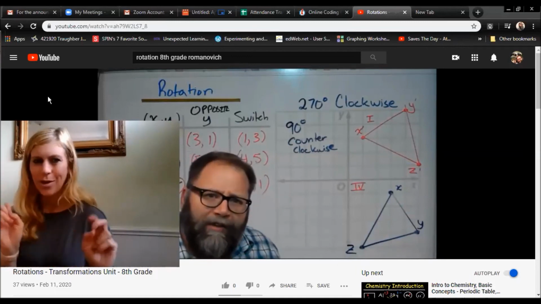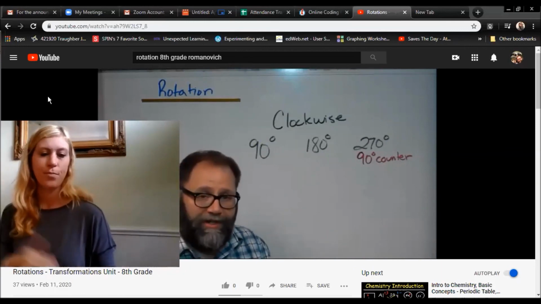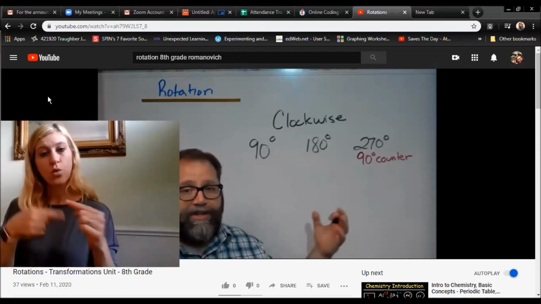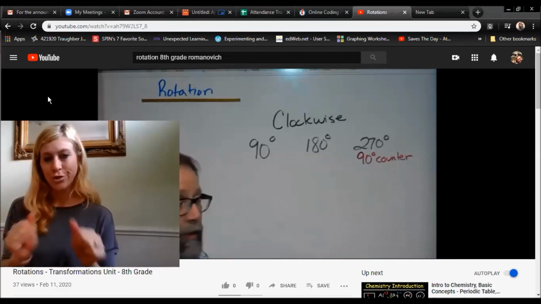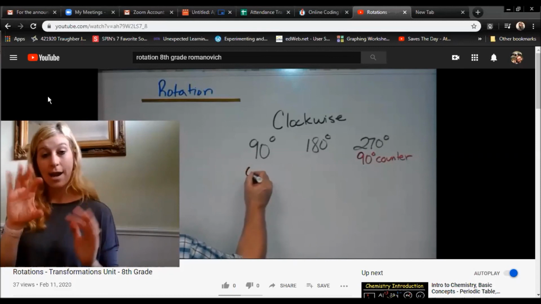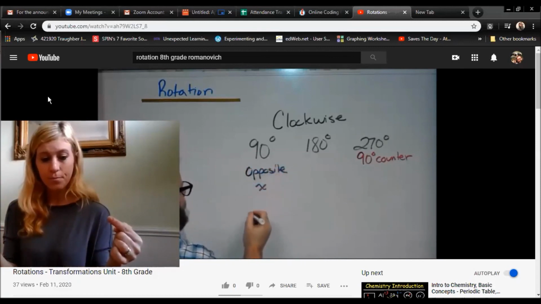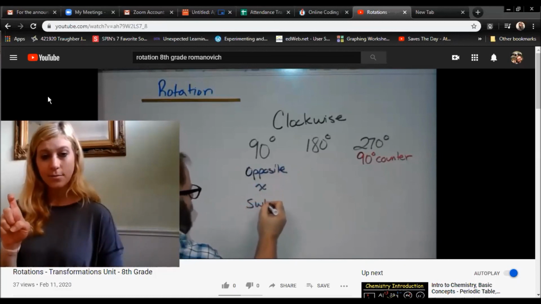Let's wrap it up, Mr. Romanovich. All right, just to go through this real quick, remind you what the rules are when we're exchanging those things. Our value is to rotate shapes around the origin. So if we're rotating around the origin and we want to go 90 degrees, what we want is the opposite X, then switch.